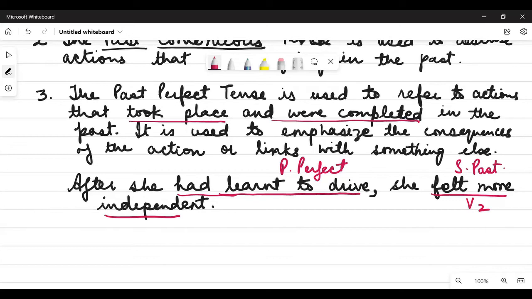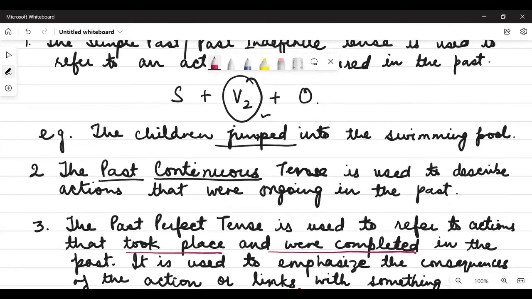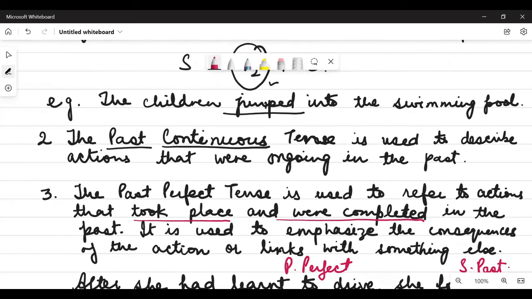Right? Like, for example, I gave you an example here when we were doing simple past. The children jumped into the swimming pool. So here it is only one action that took place in the past, it occurred in the past, right? But if we say the children had jumped into the swimming pool, and one of them was injured, or one of them injured his foot, right?